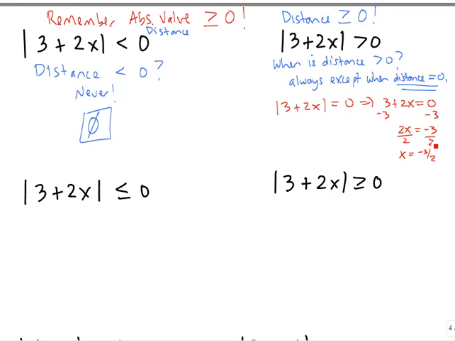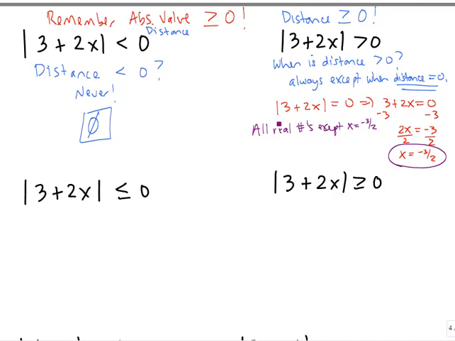Now remember, our solution here, when is the distance greater than 0? It's always greater than 0 except when the distance equals 0. So we want to have as our solution all real numbers except this one point we just found, except x equals negative 3/2, because that's when the distance equals 0 and there was no equal bar in my original inequality. So our solution is going to be all reals except negative 3/2. Now how do you write that as an interval?